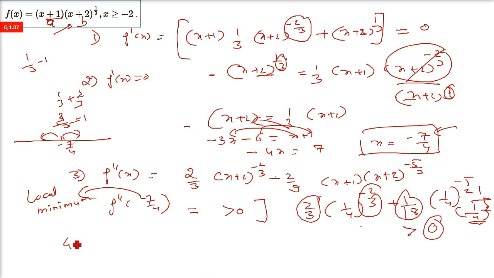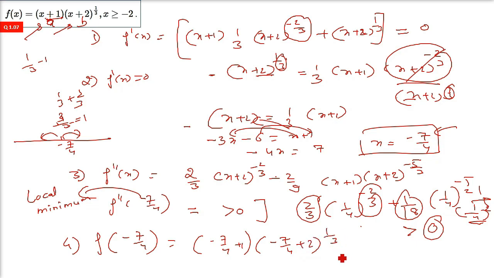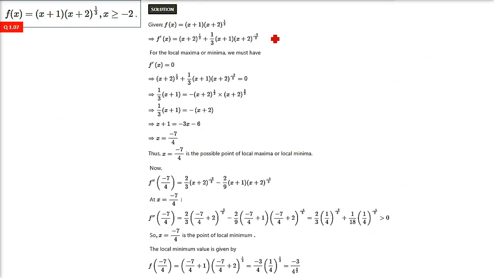Next step is to find the value of the function at x equals negative 7 by 4. Now just replace this negative 7 by 4 in the original equation, which is f(x), that is (x plus 1) times (x plus 2) raised to 1 by 3. Now replace x by negative 7 by 4. That is the same thing I am doing, trying to find the final value. This final value is this.